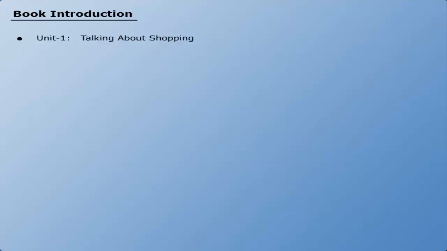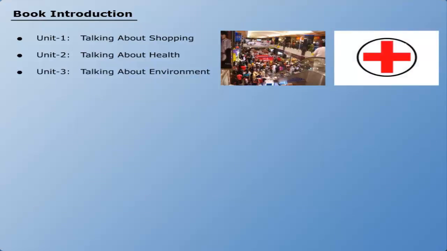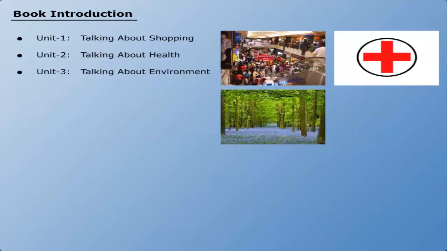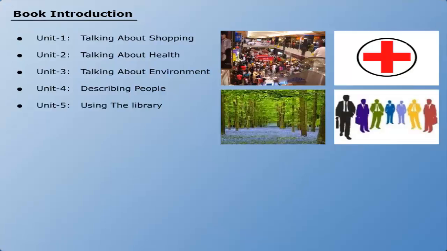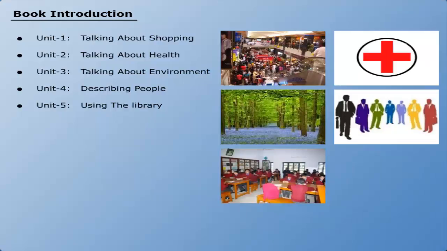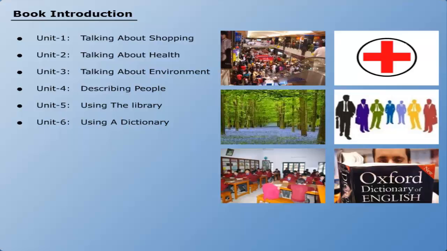Unit 1 deals with talking about shopping. Similarly, Unit 2 deals with talking about health. Unit 3 deals with talking about environment. Unit 4 deals with describing people. Unit 5 deals with using the library. Unit 6 deals with using a dictionary.